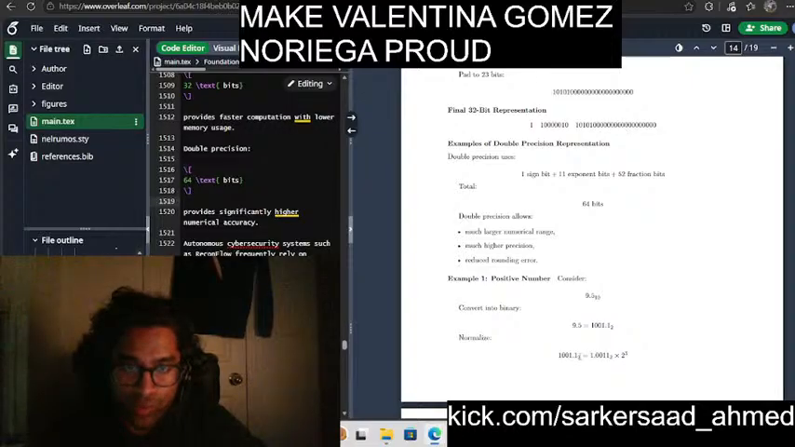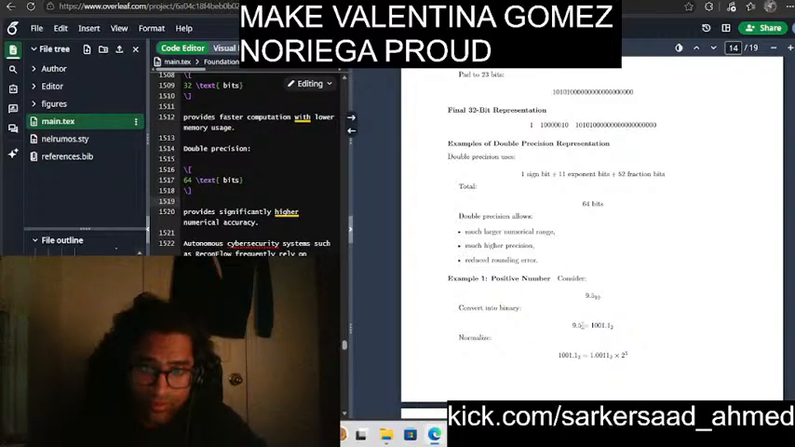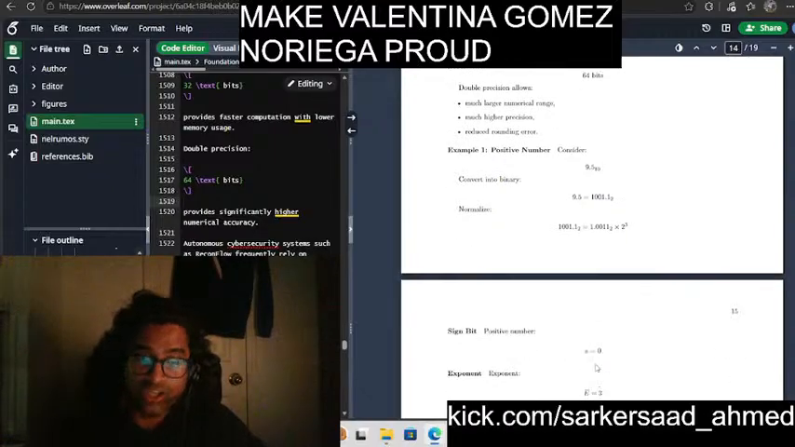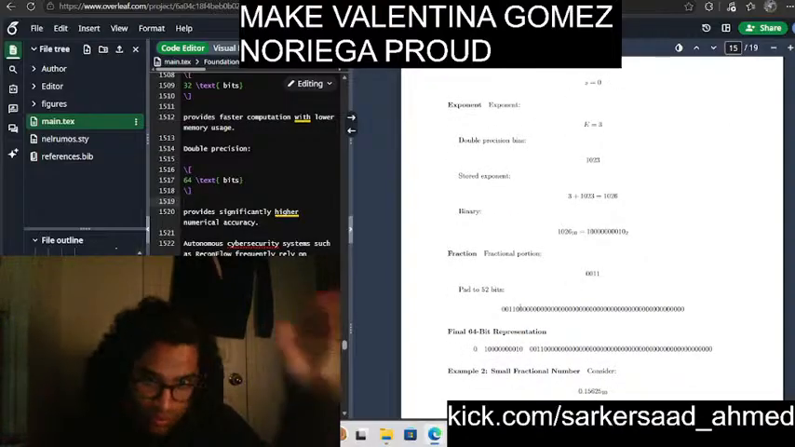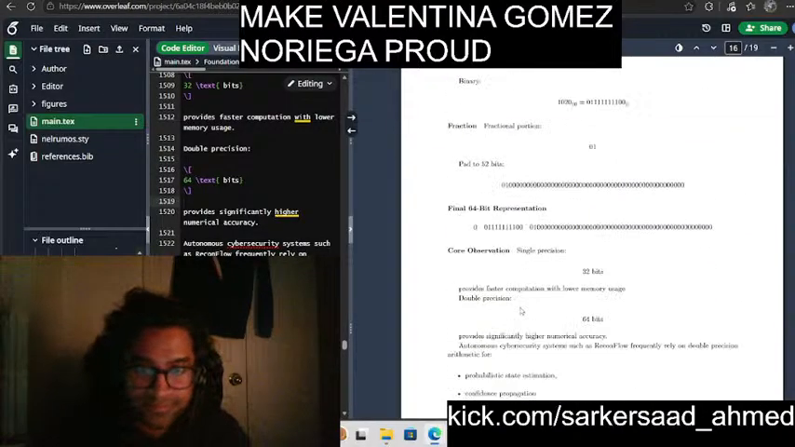Double precision uses 1 sign bit, 11 exponent bits, and 52 fraction bits. So total will be 64. So double precision allows much larger numerical range, much higher precision, reduced rounding error. And so let's say 9.5. So 9.5 would be 9 would be 1248. So 1001.1. So 1.0011 times 2 to the power 3. So your exponent is actually 3, right? So 3 plus 1023, the double precision bias, so 1026.